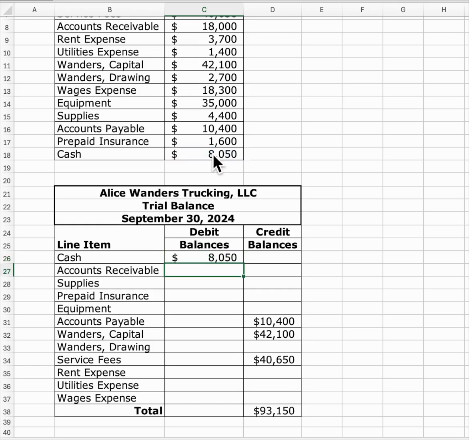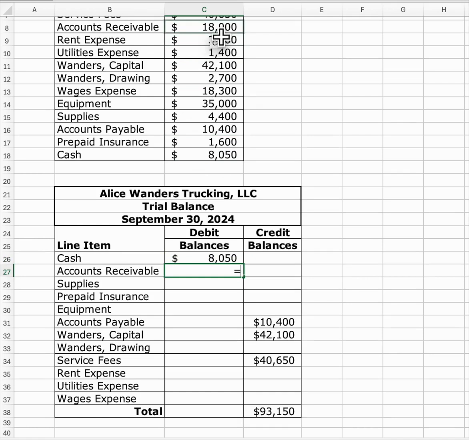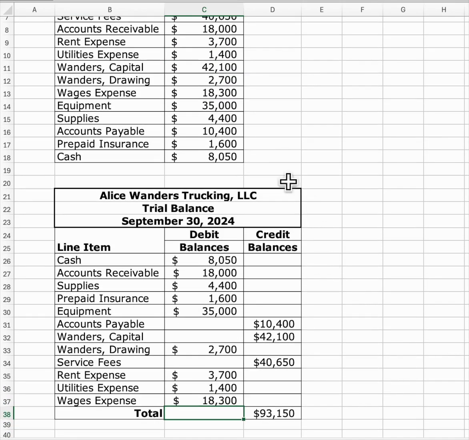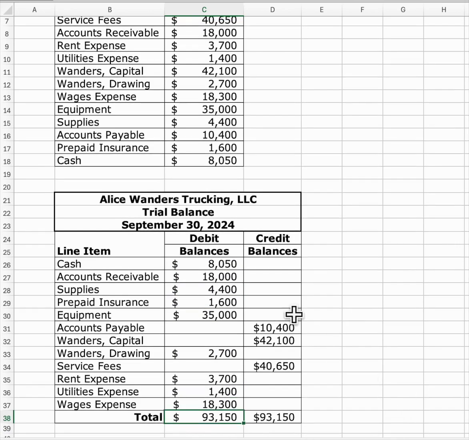So that includes cash, accounts receivable, supplies. Okay, you get the idea of it, right? So let me go through. I'm going to enter all of these on the debit side, and then I'll show you how to total it up after I'm done. So give me just a second. I'll be right back. Okay, and wages expense is the last one. So now again, we're just going to have Excel total everything up for us, and notice that the debit side balances against the credit side. They match. So that means your trial balance is set and you're ready to go.